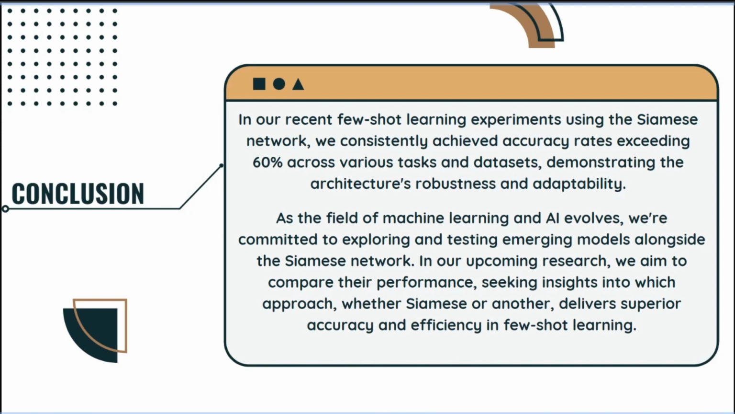For conclusion, from our progress, we spent most of our time with the Siamese network. At last, we achieved an accuracy rate exceeding 60% across various tests and datasets. So next, for our upcoming research, we aim to compare its performance to another model to find more effective few-shot learning models.